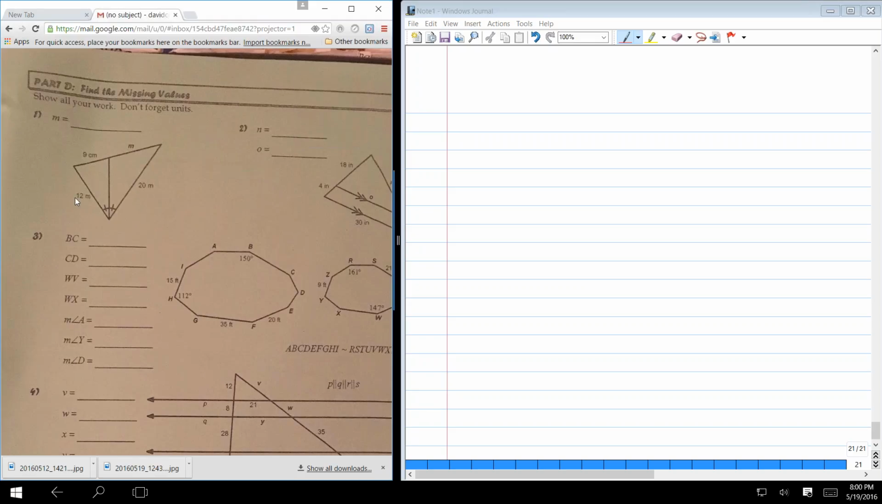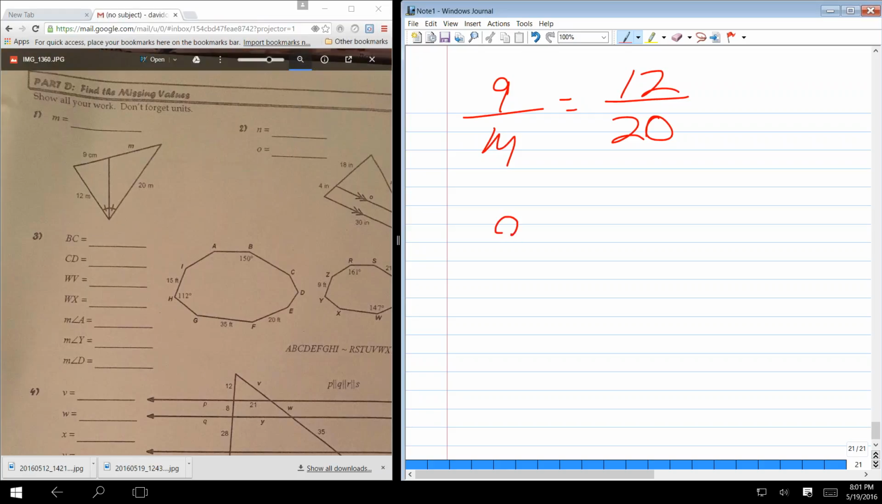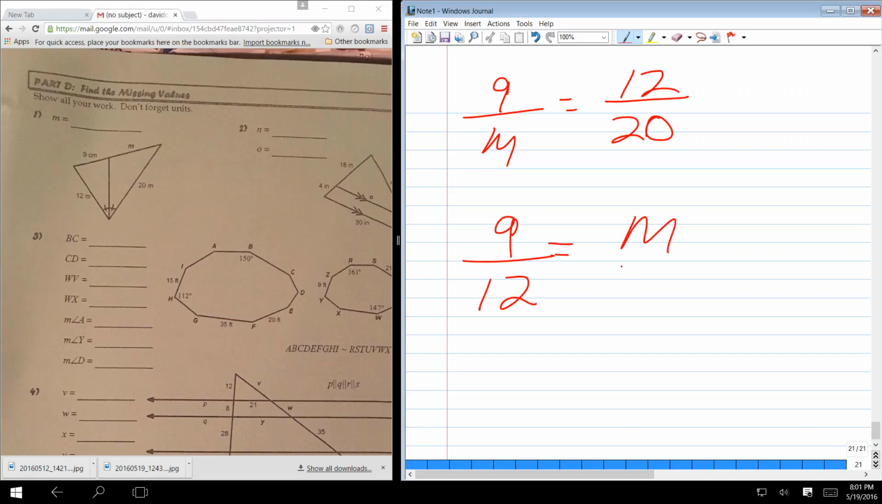That makes sense. So would it be 9m is equal to 20 plus 12? Well, no, it's a ratio. So 9 over m is equal to 12 over 20. Right. And make sure you put these together. In other words, that's the same ratio, incidentally, as 9 over 12 equals m over 20.